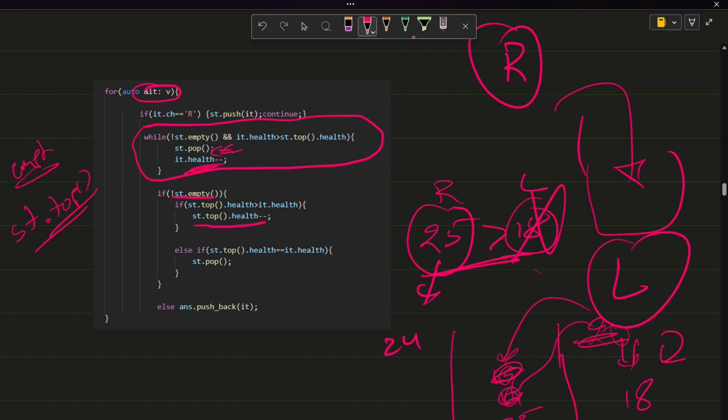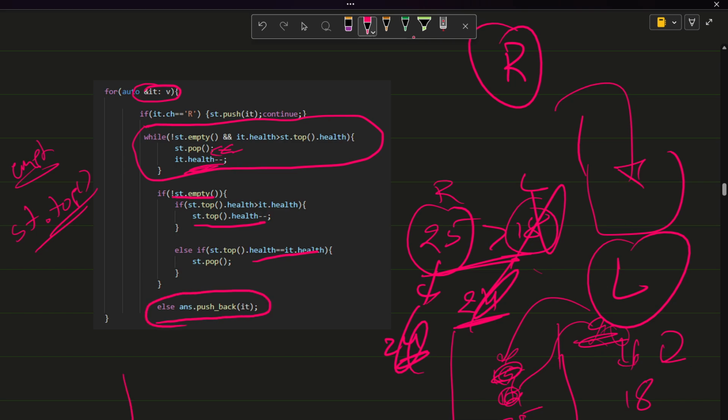Okay, nice. Now suppose another comes on the left one having the same health as 24. Okay, 24. In this case, the health will be equal. Both of them will be cancelled. Yes, and you would be wondering what is this condition?